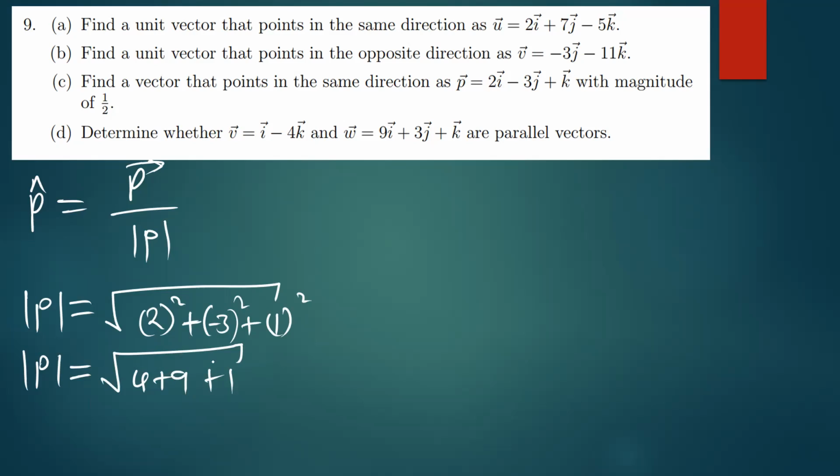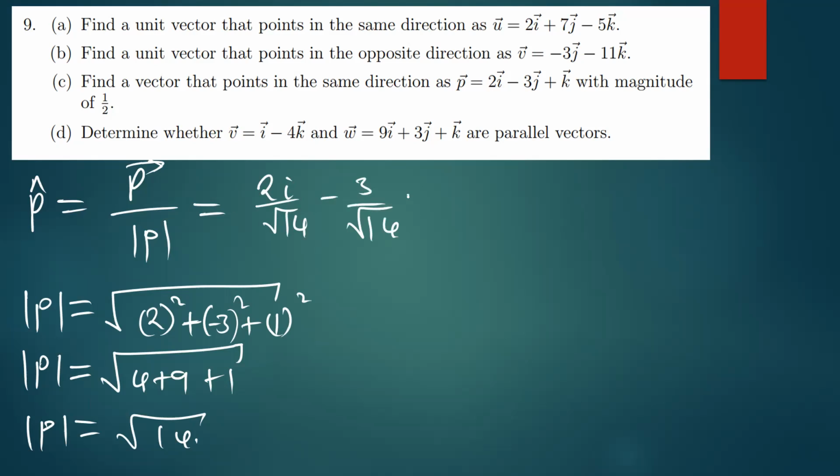Okay. So having done that, the next thing we're supposed to do is to simplify this expression. So the magnitude of P is therefore going to be the root of 9 plus 4, that's 13, plus 1, 14. Okay, so we can write our unit vector. This will be 2i over the root of 14, minus 3 over the root of 14 j, and plus 1 over the root of 14 k.